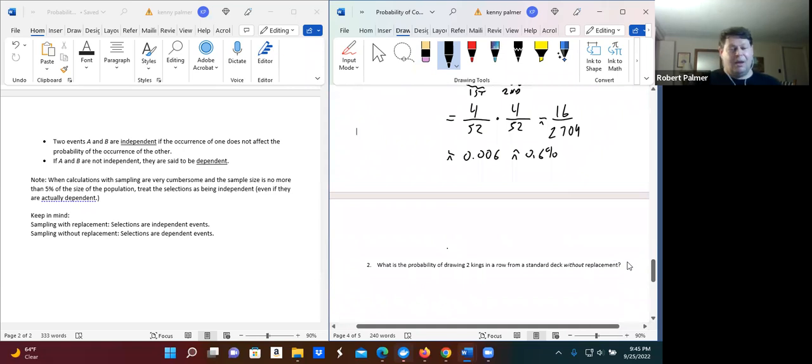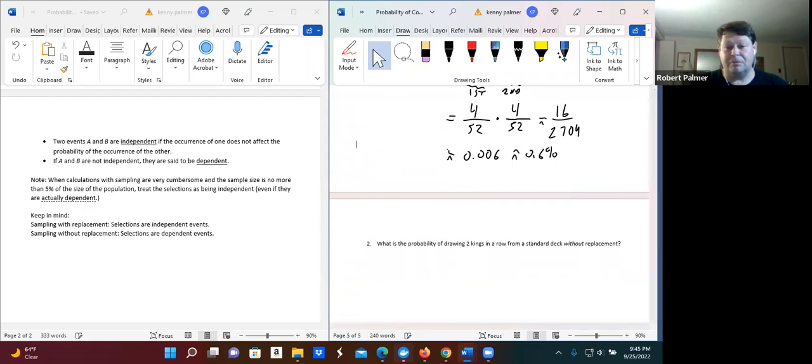Now, let's see how it's different when we do what's called without replacement. So without replacement, as you could probably guess now, means that I take the card out. First draw, assume I draw a king in the first draw, but I leave that card out of the deck. Okay, so now, as you can imagine, there is 1 fewer total cards in the deck, only 51 cards in the deck now, and there's also 1 fewer king left, only 3 kings left. So this is a dependent event.